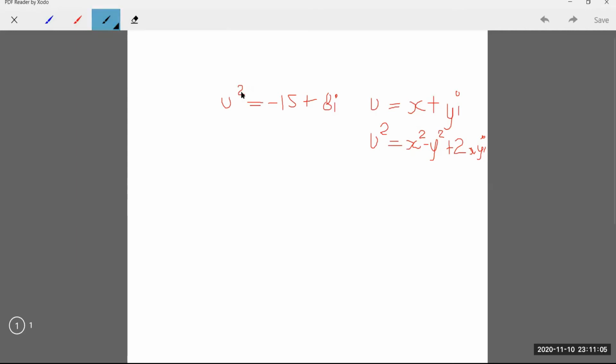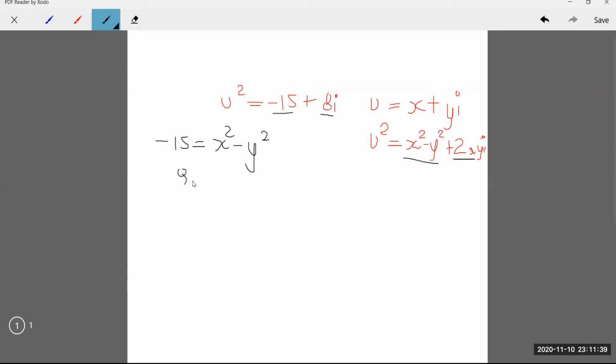So when we're equating complex numbers, we equate the real parts and equate the imaginary parts. So what we're virtually saying is that negative 15 is equal to x squared minus y squared. That's negative 15, x squared minus y squared. And then they're telling us that 8 is equal to 2xy.